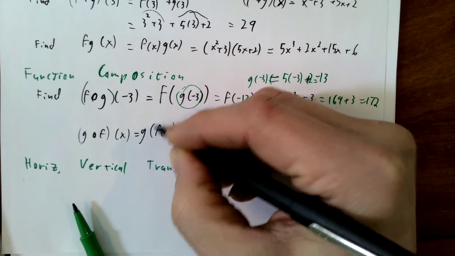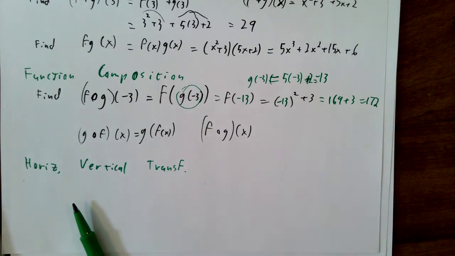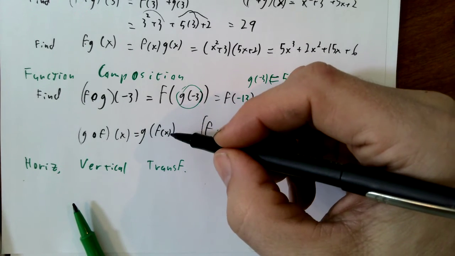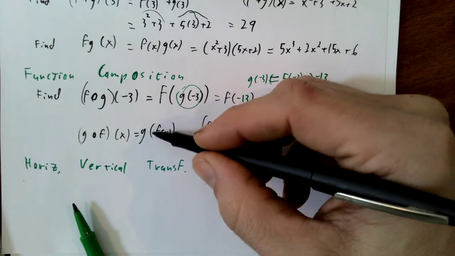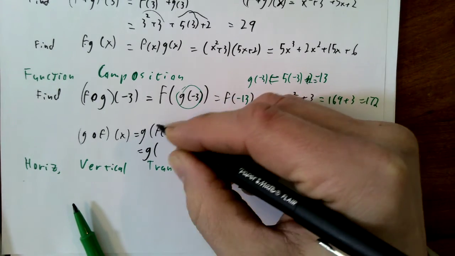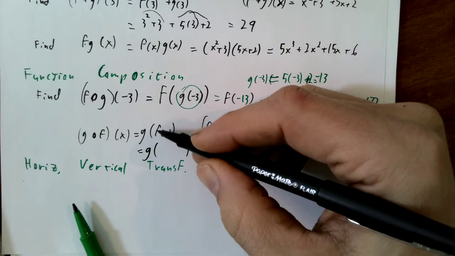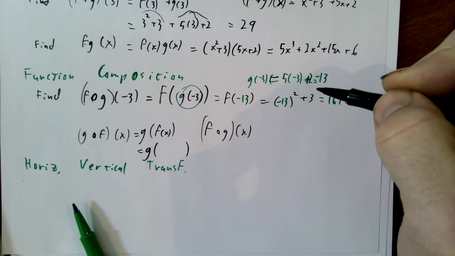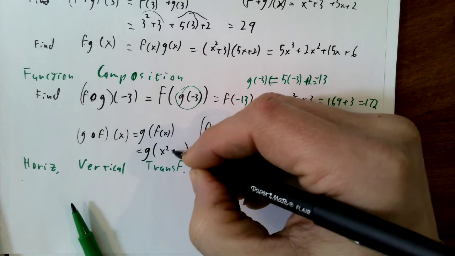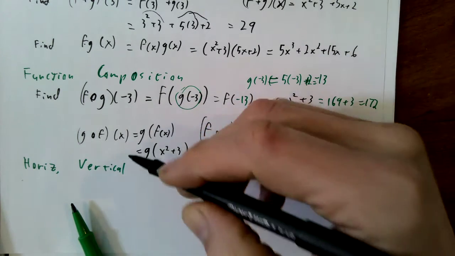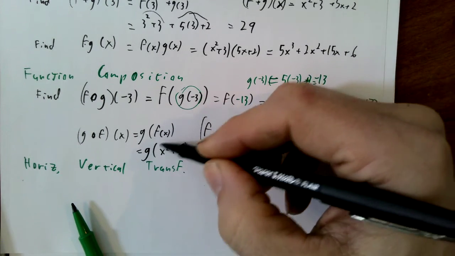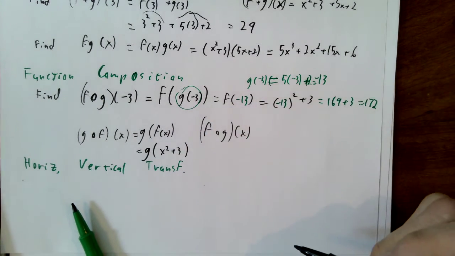This time, f of x is my inside function. I'm going to take that result and plug it into g, but I don't have a numerical result here, I just have an expression for it. But this isn't the first time we've seen a function of some expression in there. f of x is x squared plus 3. So it's g of x squared plus 3. We've got to substitute this whole expression into the g function.